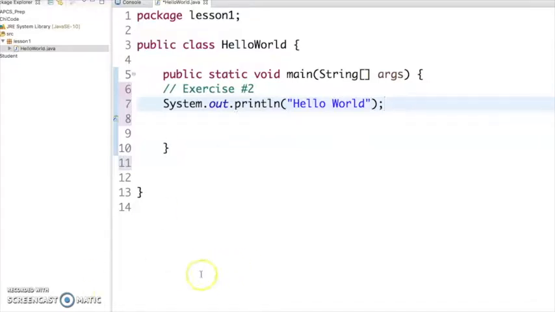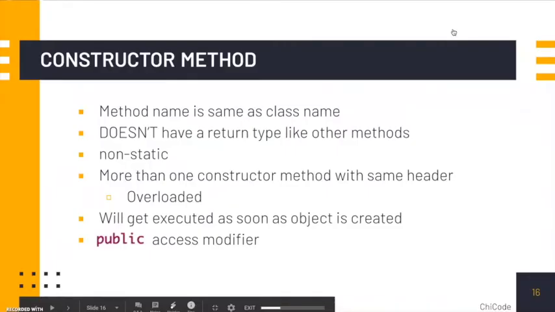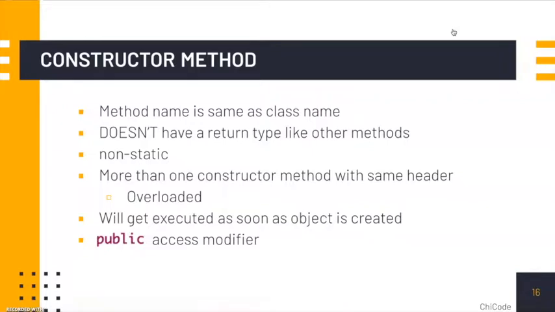Now let's go back to the slides. Now that we have created our first program in Java, we're going to talk about some of the important parts of an object that make coding a very vital part of the object-oriented programming part. The constructor method. This method name will be the same as the class name always. You are not allowed to change the method name, otherwise it's no longer a constructor method.